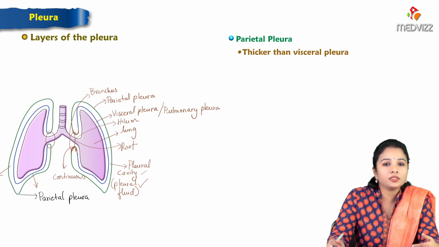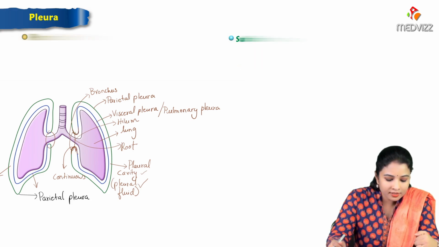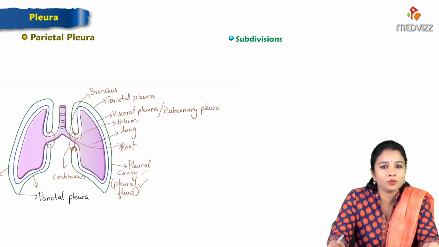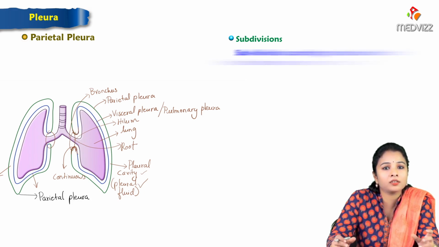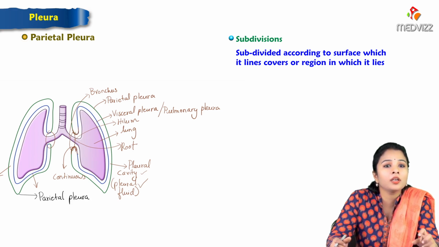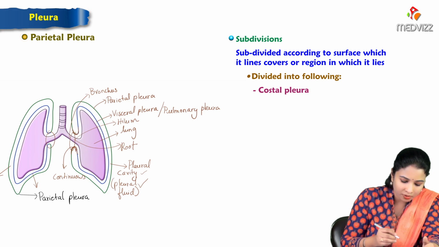So parietal pleura is thicker than the visceral pleura and lines the walls of the pulmonary cavity. And let's see the subdivisions of parietal pleura. For the purpose of description, we can subdivide the parietal pleura according to the surface which it lines. So the area where it covers the costa, that is the ribs, it lines the inner surface of the thoracic cavity of the ribs, it is called as costal pleura.